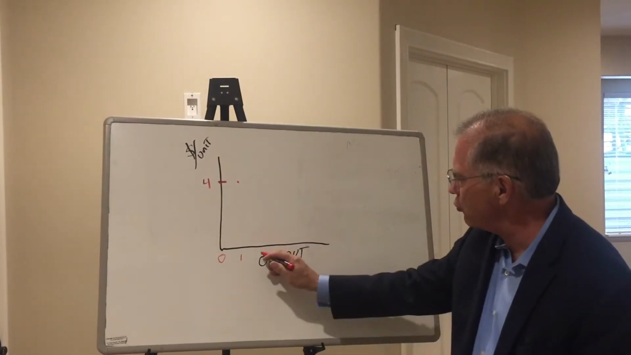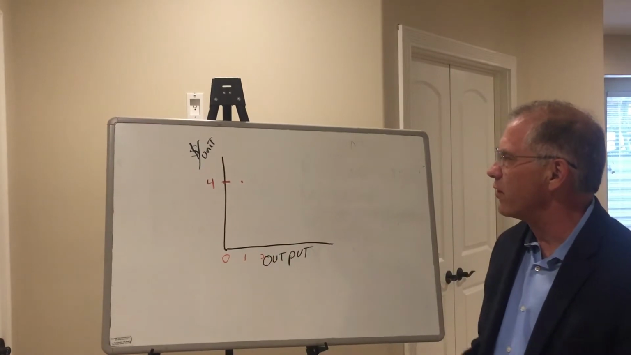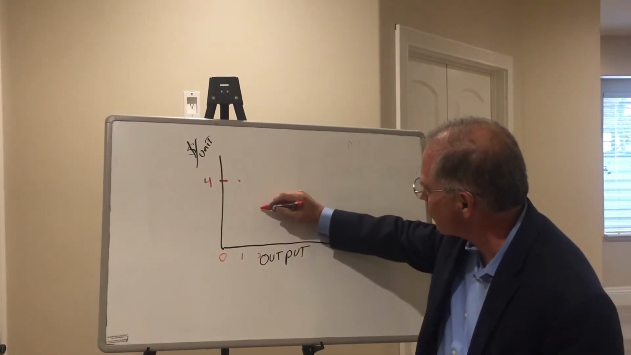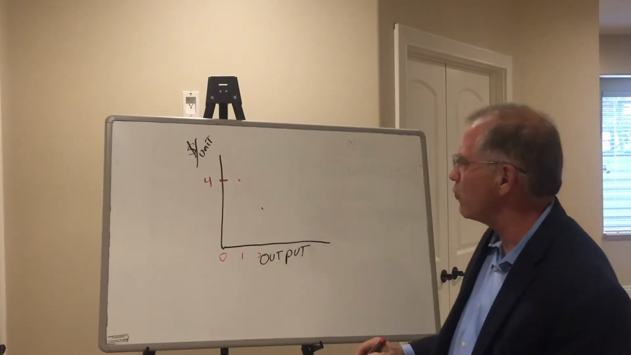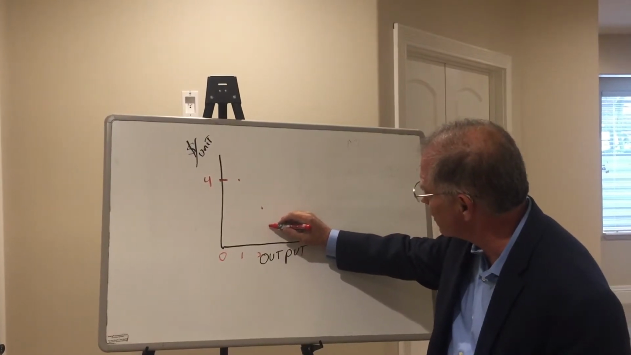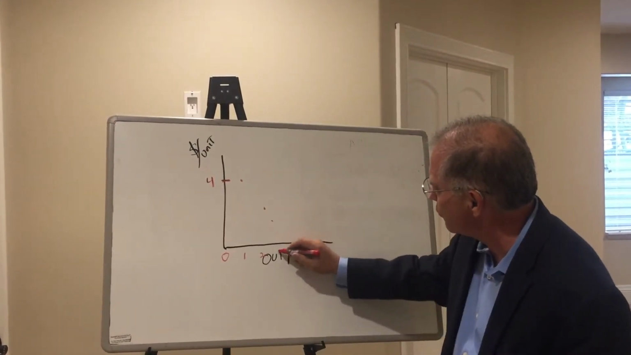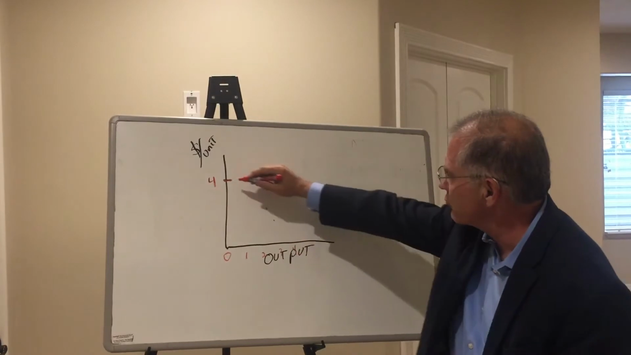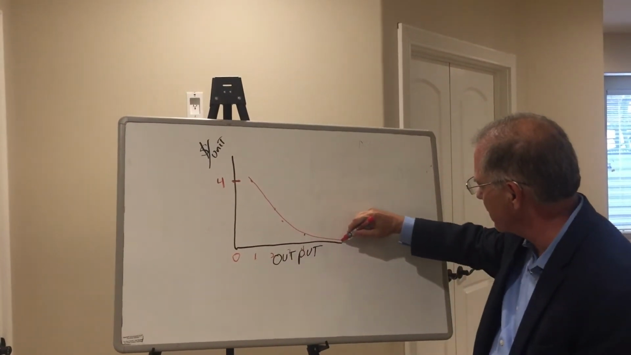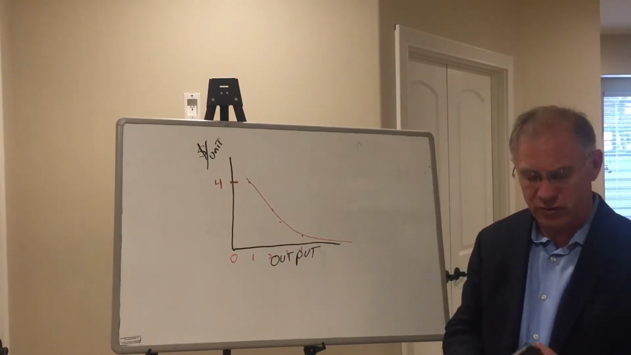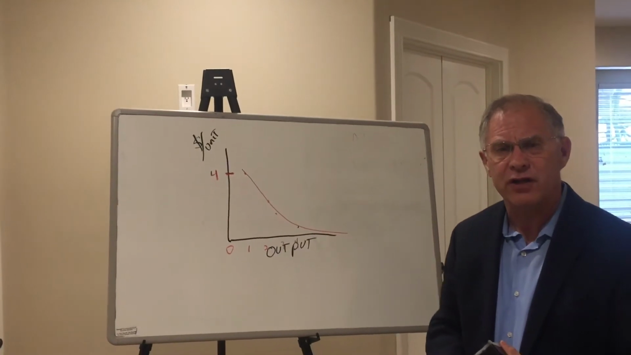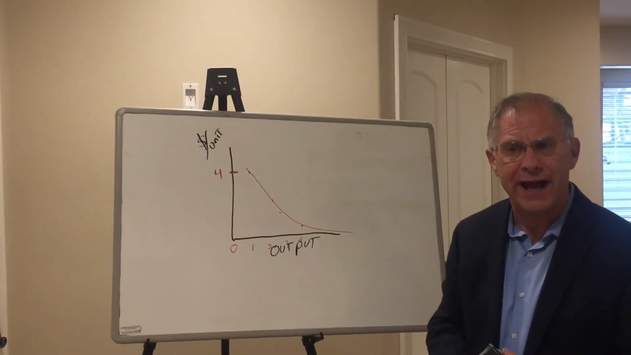What if we produce 2? Well, the fixed cost per unit is now half as much. So instead of 4, it's 2. What if we produce 3? 4 divided by 3, 1 1/3. So it's down here. What if we produce 4? It's only $1 per unit. So fixed cost goes like this. The more you produce, the lower your fixed cost gets for every unit of output on average.